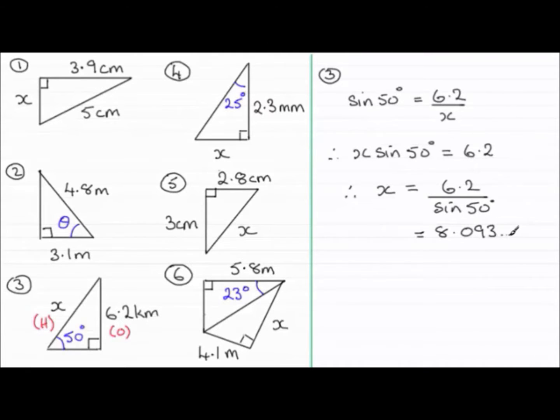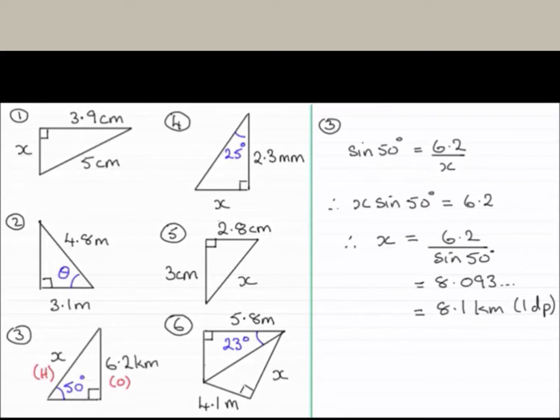8.093 and so on. And x is measured in kilometers here, being a length, and to 1 decimal place then, this is going to be 8.1 kilometers to 1 decimal place. Okay, so that's question number 3 done. So we're moving on now to question 4.